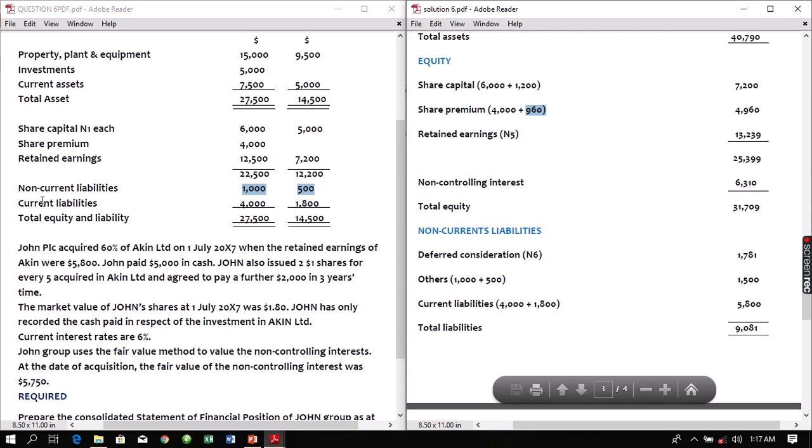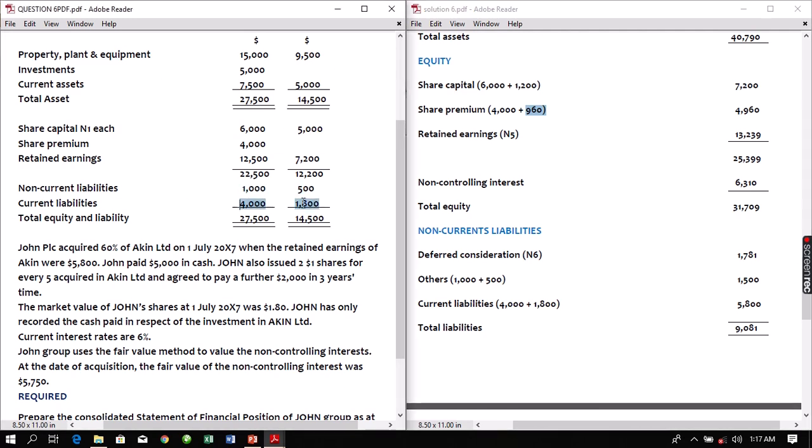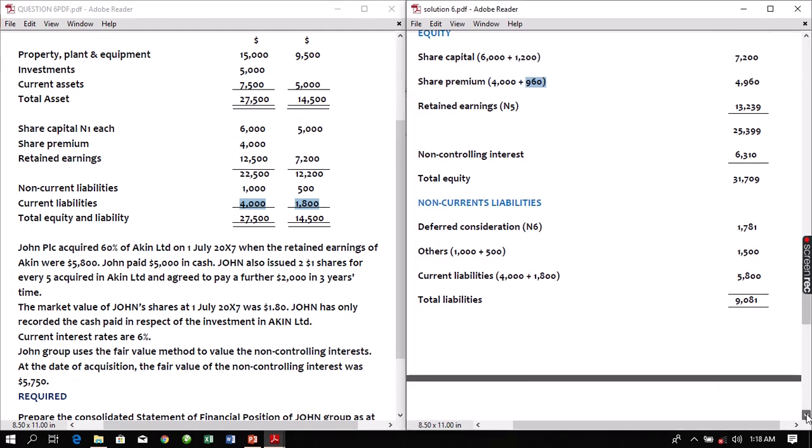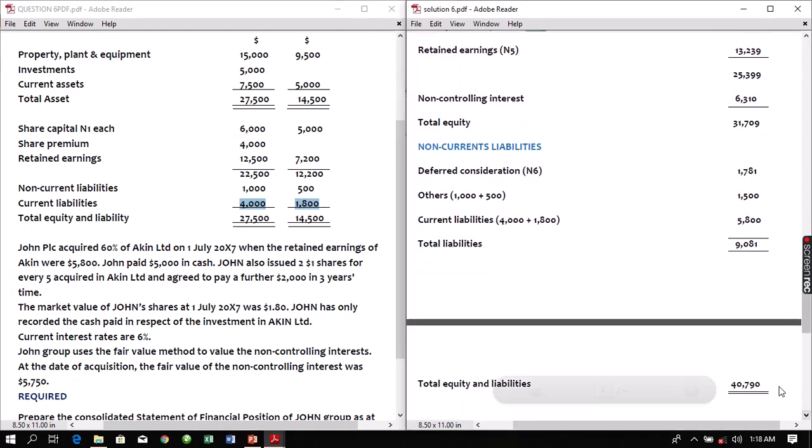Same thing too, I can go to my current liability, which is 4,018. Adding it together here gave me a total of 5,800. So therefore, my total liability, adding this and this together, was a total of 9,081. And what will be our total equity and liability? My total equity and liability will then give me 40,790, which makes this account balance.